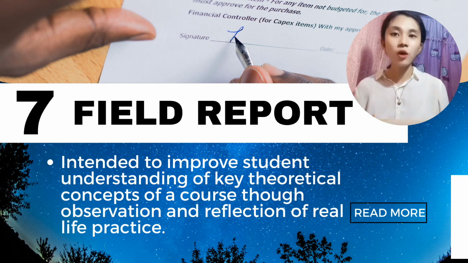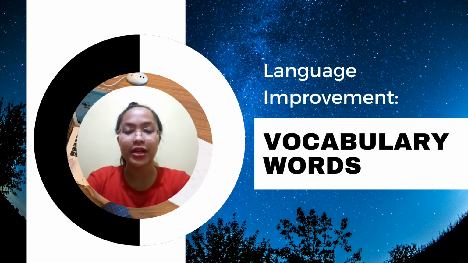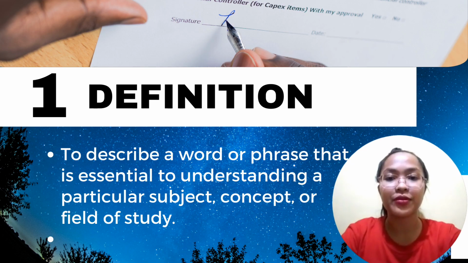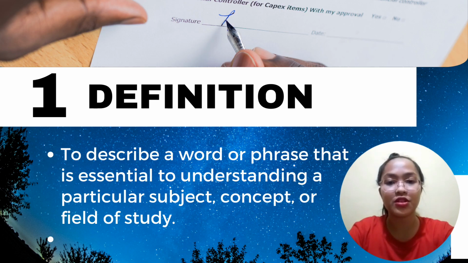Though both types of reports involve some forms of analysis, whether it's analyzing existing data for a recommendation report or analyzing observations for field reports, in both cases the goal is to draw meaningful conclusions from the information gathered. Now we're going to tackle the language improvements, specifically on the vocabulary words. So first we have its definition.